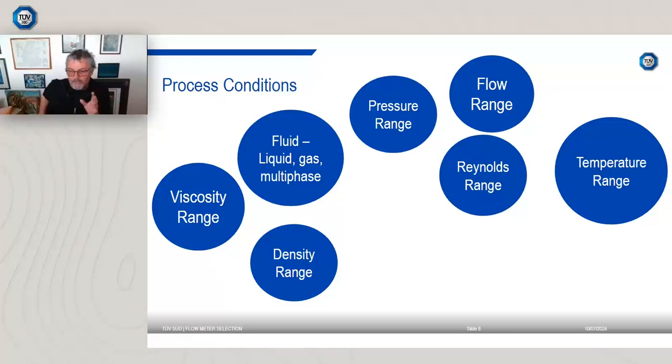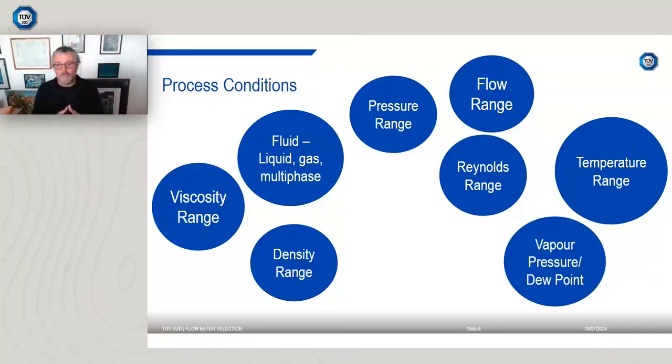And again, that is very important. There are some meters which just cannot cope with Reynolds numbers in the transition range. So again, when we're doing our preliminary investigations, the viscosity and the density of the fluid are very important considerations, because they will give us information on the Reynolds number range.